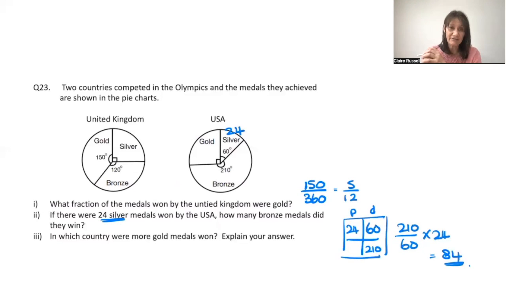Now, the common error here is to say that the United Kingdom won more gold medals because their section of the pie chart is bigger. But it's not done on section size. It's done on number of people within the actual pie chart. And that's the information that we just don't know. We've got an idea of how many people were in the USA because they've given us some numbers, but we have no idea whether or not there were 80 athletes, 100, 300. We don't know anything about the UK, so we can't compare them. And that actually is the answer.